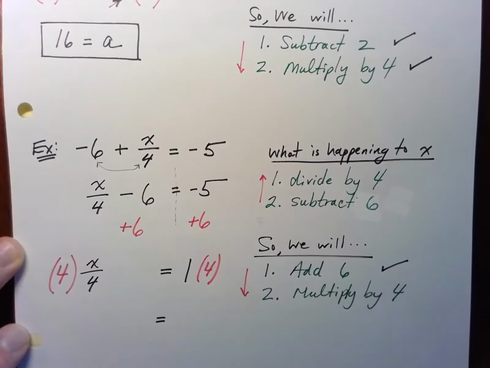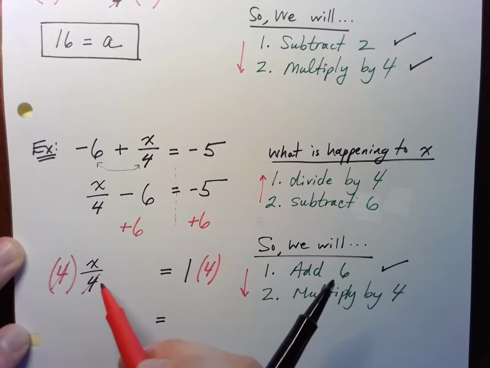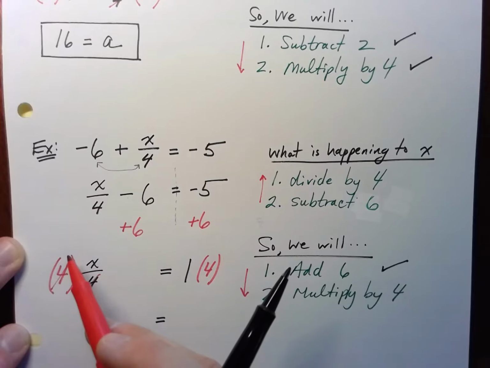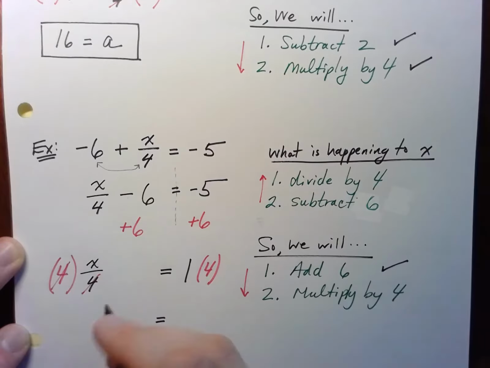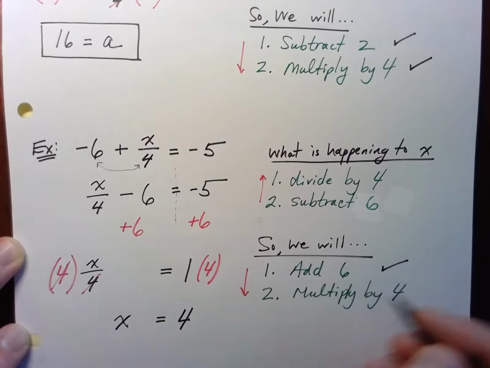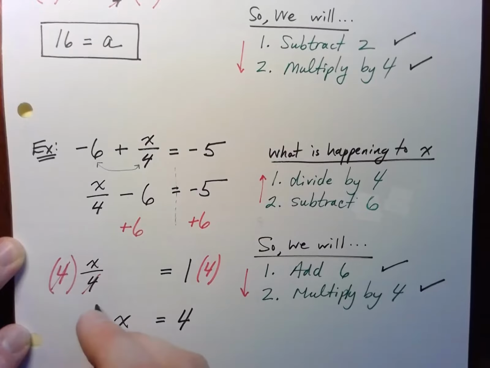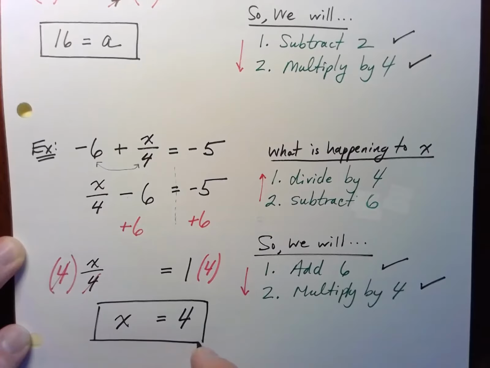And notice that over here the 4 and the 4 cancel, and that's the whole reason we're doing this. X is being divided by 4, so if we multiply by 4, those two things, those inverse operations, are going to cancel each other out. And so I have x, and over here 1 times 4 is just 4. And now I've done that, and there is my answer.